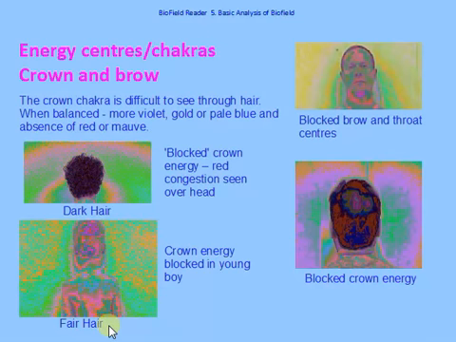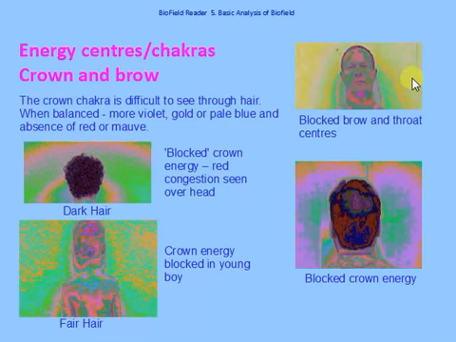If we look here, this is a young boy with fair hair, and it's often easier to see patterns and colours through fair hair. This is his ears, this is his head, this is his neck and his shoulders. The actual energy is extending outside of his neck. It makes it difficult to see it once the filter's applied. You can see the blocked crown energy, and there's also something going on here.